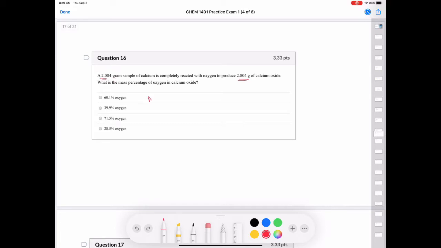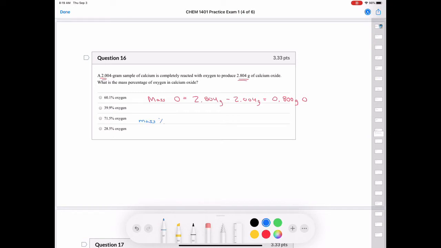And so we can calculate the mass. The mass of oxygen is going to be equal to 2.804 grams, subtract 2.004 grams, and what's left over is going to be 0.800 grams of oxygen.